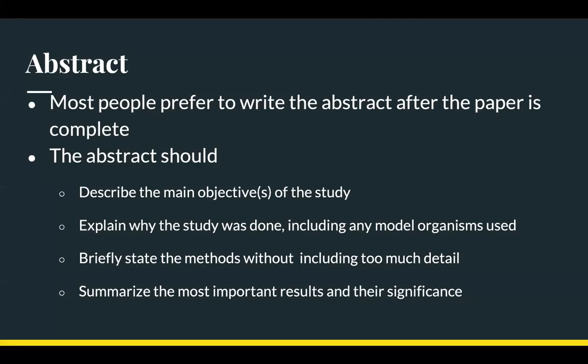Secondary in terms of my results. So your abstract should describe the main objective of your study, explain why the study was done, why it is important, and briefly state the methods without including too much. Your abstract should cover these. Some journals will allow citations in the abstract, and most do not.